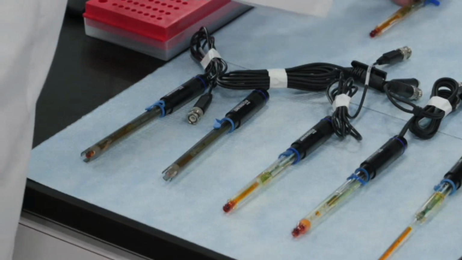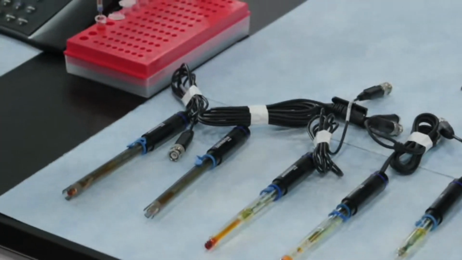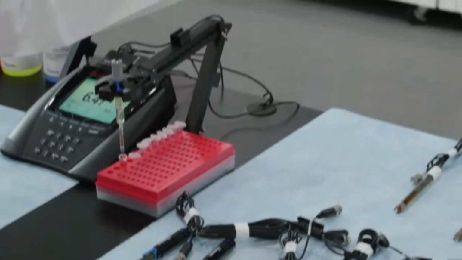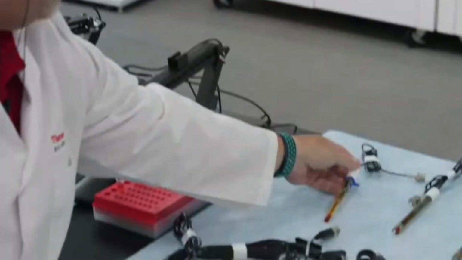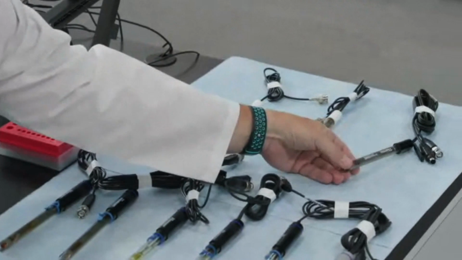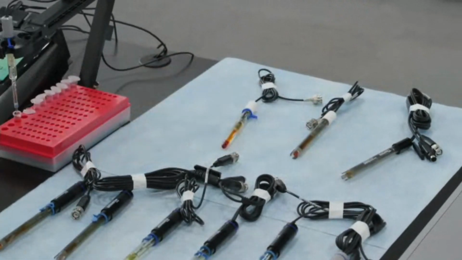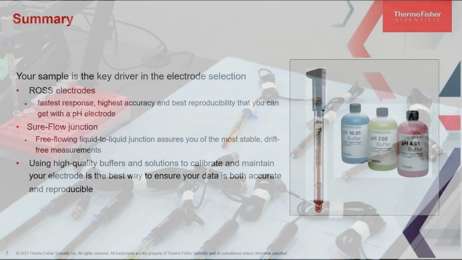Again, here's some of our standard Ross electrodes. Again, you can see the orange color from the iodide, triiodide, and the platinum wire. And then we do offer standard electrodes, standard silver chloride, either single or double junction.